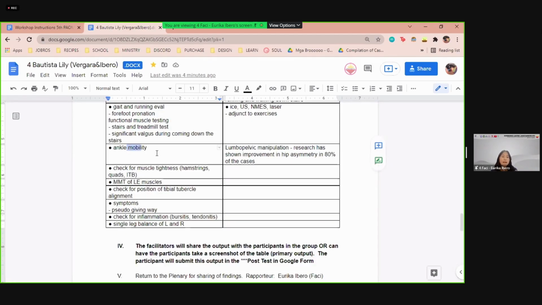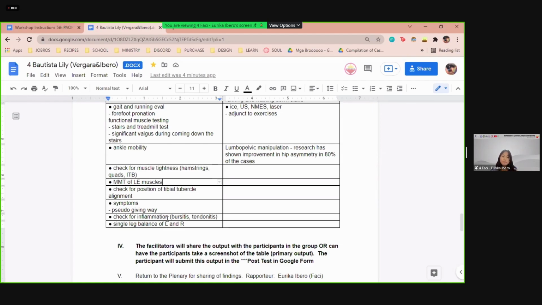Next, we check for ankle mobility. Also, checking for muscle tightness, particularly in the hamstrings, quads, and ITB. And of course, we will be doing manual muscle testing on the lower extremity muscles. Also, we check the position of the tibial tubercle alignment. Then we check for symptoms such as pseudo giving way.